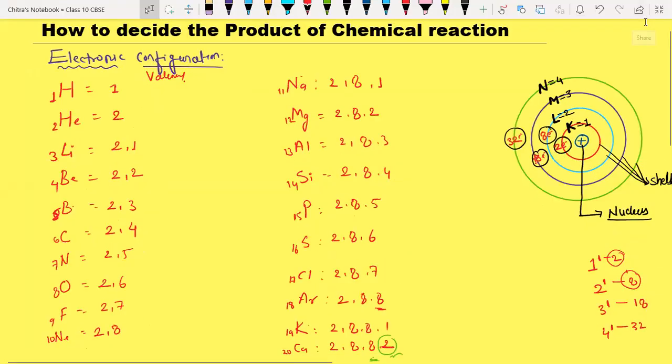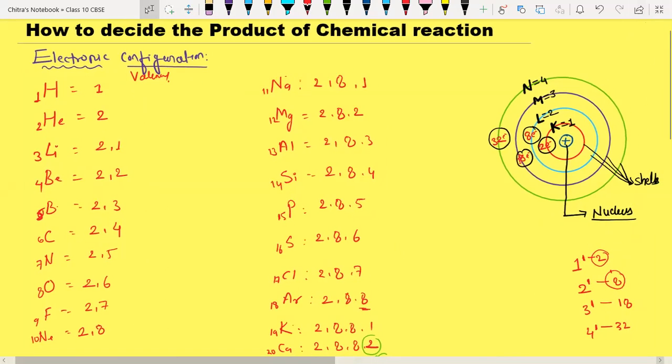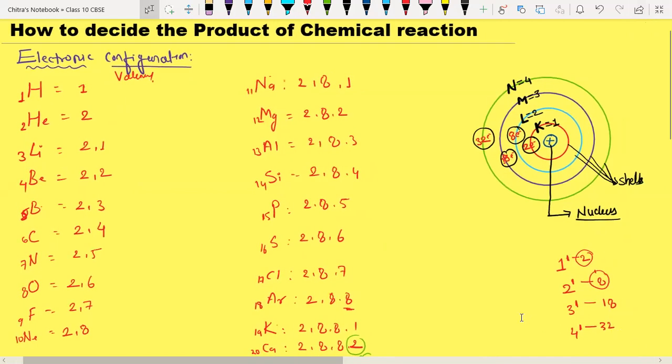So now we are going to decide the valency. For valency, we have to go through the octet rule. Does anybody know what the octet rule is? Yes, sir. What is the octet rule? That there has to be 8 electrons in the valence shell. Yes. In order to acquire stability, every atom must have 8 electrons in its outermost shell.